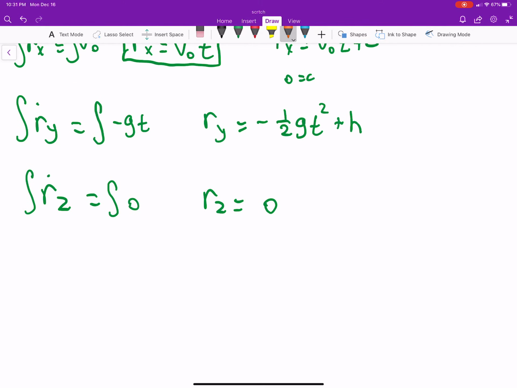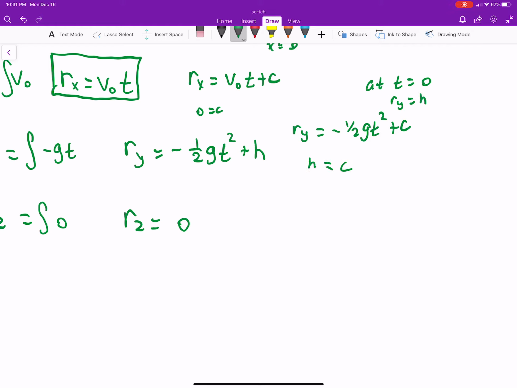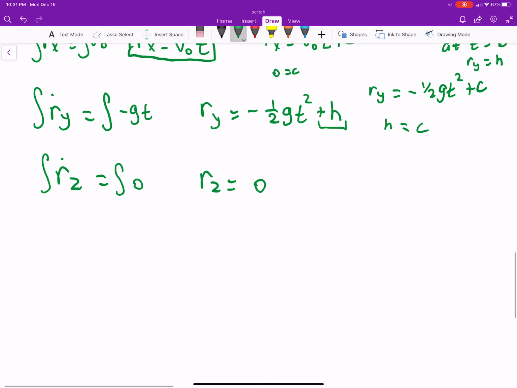And then for the y, it's the same thing. The only difference is you get r sub y equals 1/2 gt squared plus c, and at t equals 0, r_y equals, we called h, so h equals c. So this constant of integration just turns into h.